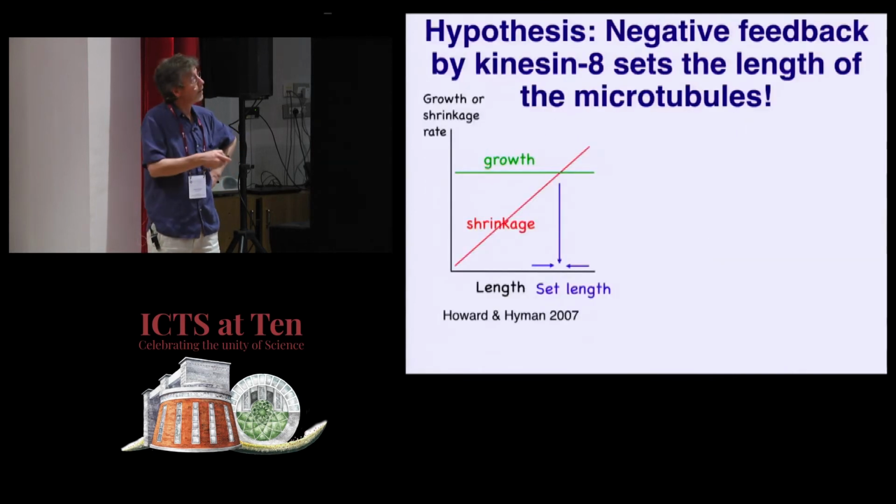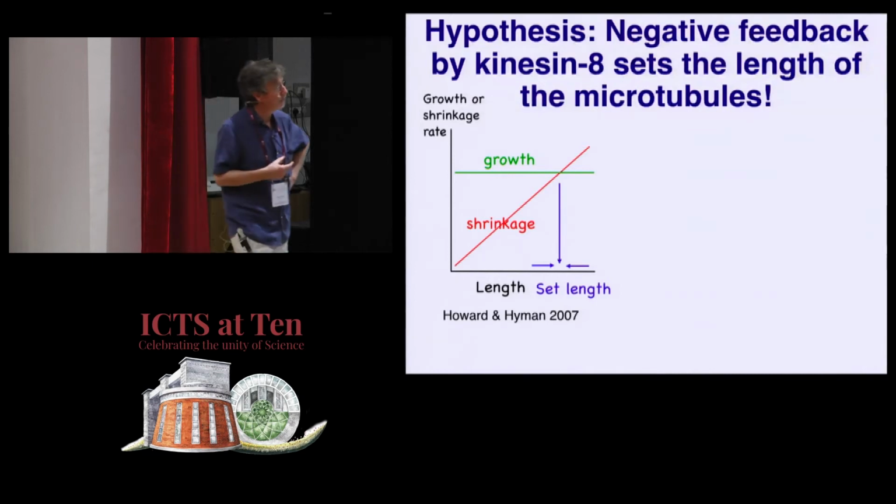So our idea then is that we've got this negative feedback which sets the length of the microtubule. So if the shrinkage rate increases with length, and the growth rate is constant, then where these curves intersect is a stable point. And if the microtubules grow longer, then the shrinkage exceeds the growth, and if they're shorter, then the growth exceeds the shrinkage. So it's a stable system.